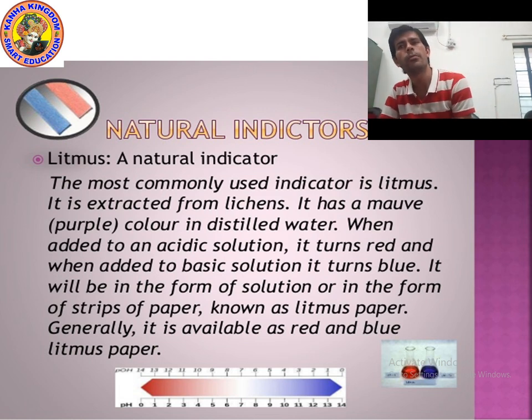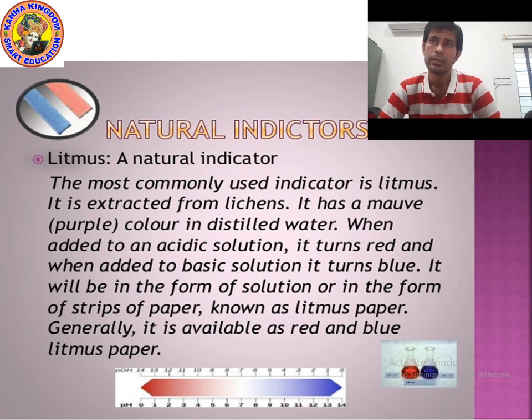It will be in the form of solution or in the form of strip of paper known as litmus paper. Yes, litmus is found either in the form of solution or in the form of strip of paper known as litmus paper. Generally, litmus paper is available in red and blue color.